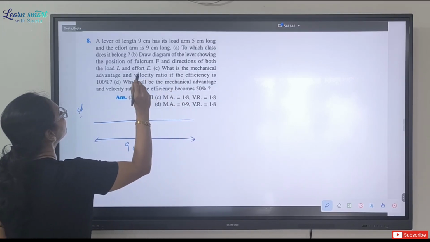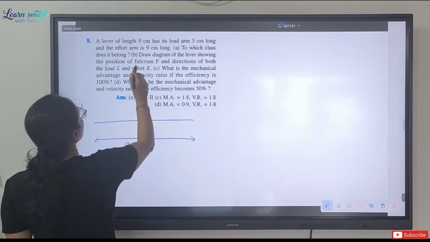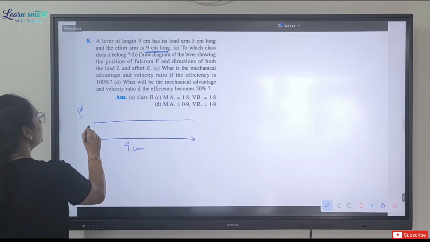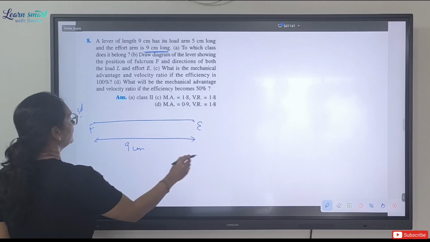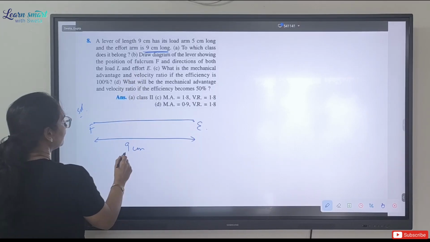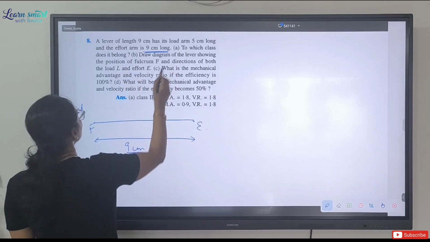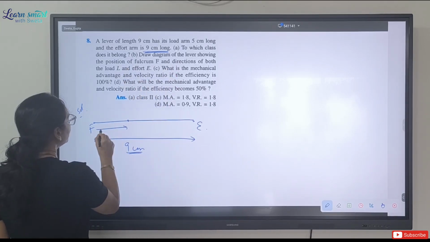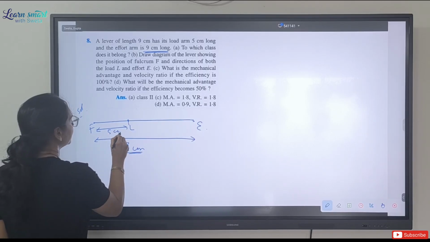Has its load arm 5 centimeter long and the effort arm is 9 centimeter. So effort arm is 9 centimeter, which means the fulcrum is at one end and the effort is at the other end. And therefore, we can say that the effort arm is 9 centimeter and load arm is 5 centimeter, which means load is somewhere over here, distance between fulcrum and the load. So this is the load, this is 5 centimeter.